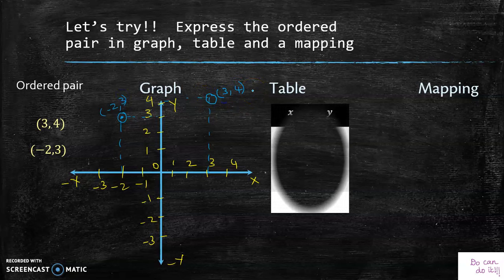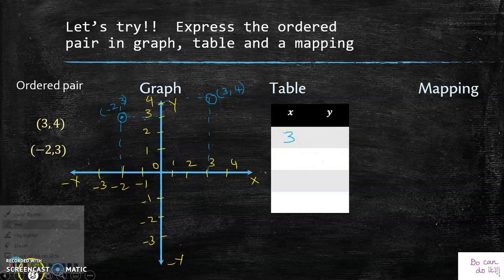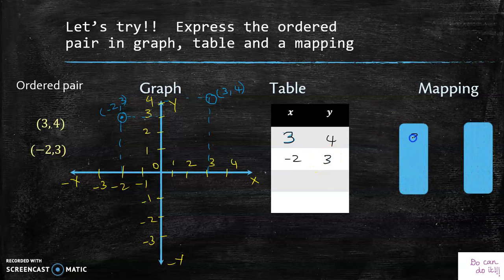So now in the table, how do you represent x, y? 3, 4, negative 2, 3. So in mapping, how do you do? Here we write 3, negative 2, and 4, 3, and write what is the domain and what is the range. This is your domain and this is the range. So draw an arrow mark from 3 to 4 and from negative 2 to 3. This is the way of representing in the process of mapping.